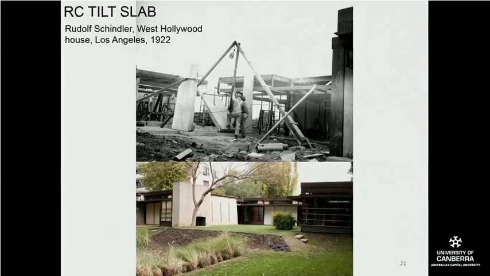And what Schindler did in that case was he was making his own concrete precast panels, and then tilting them up with a block and tackle, as you see over here. So this is also a very versatile material, a versatile method, and it's still being used nowadays.